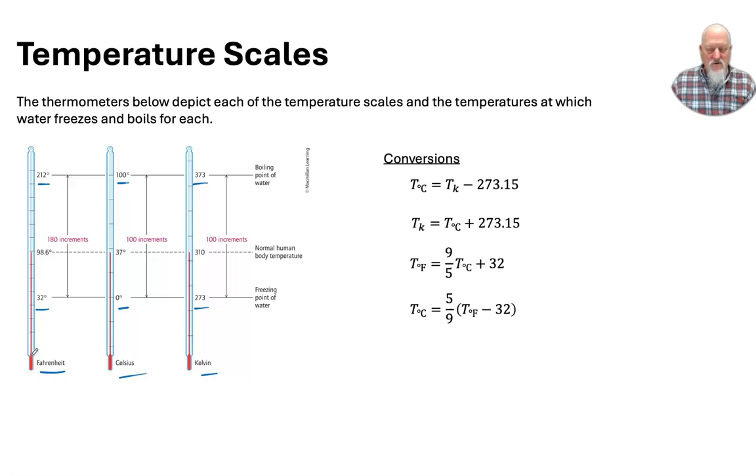Here are the conversions. If I have Kelvin and I want to get to Celsius, that's the conversion. If I have Celsius and I want to get to Kelvin, that's the conversion. If I have Celsius and I want to go to Fahrenheit, we use that. If I have Fahrenheit and I want to get to Celsius, we use that. We're going to do some practice ones on that. Also, if you've printed off or looked at your conversion tables, those are on the bottom right corner of it.